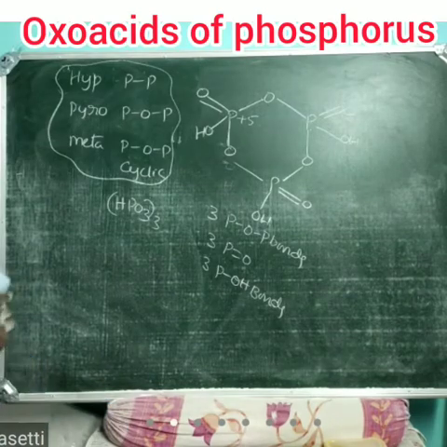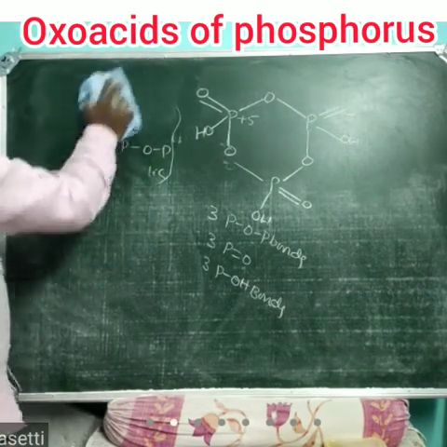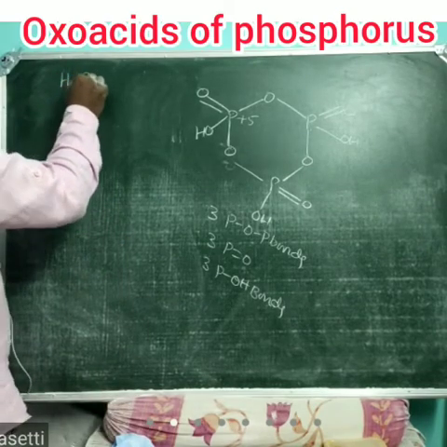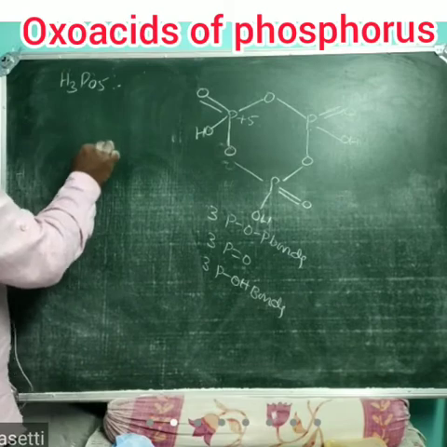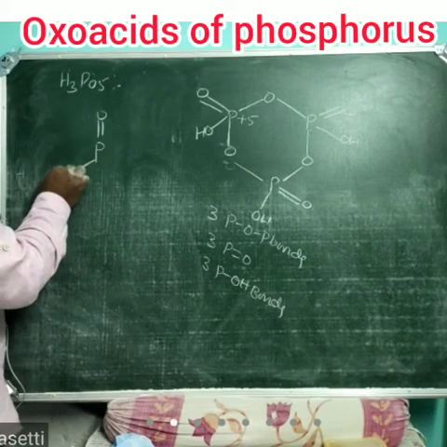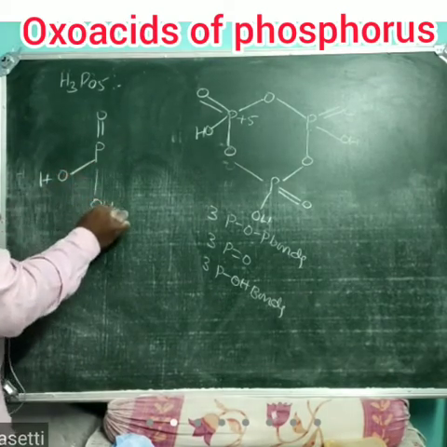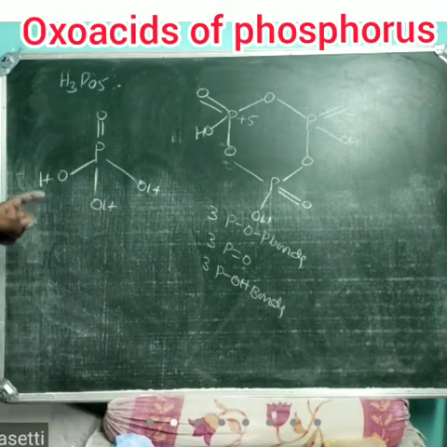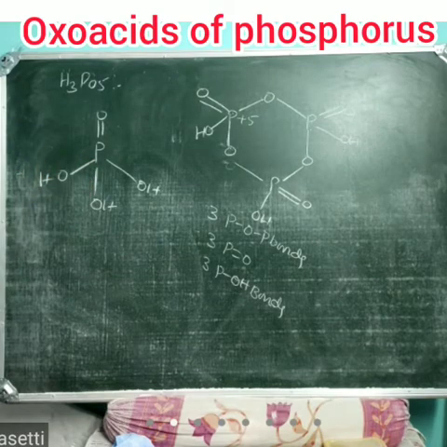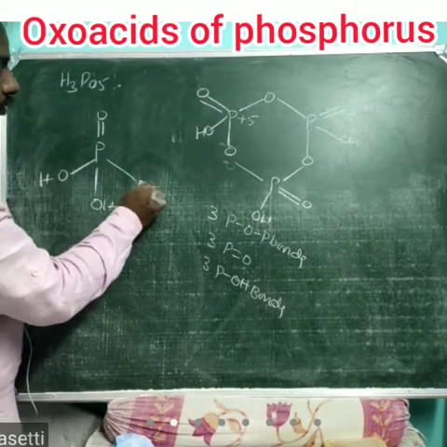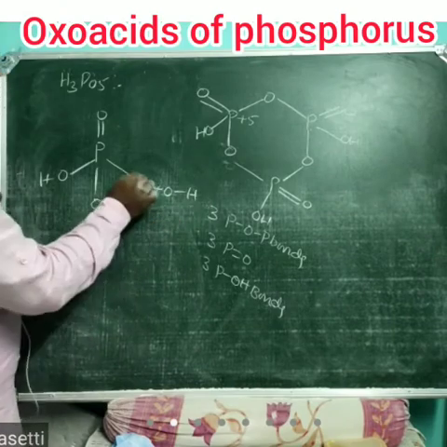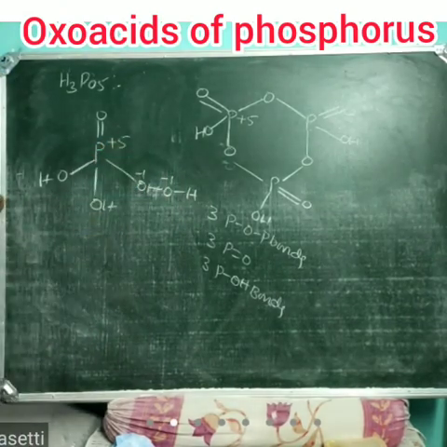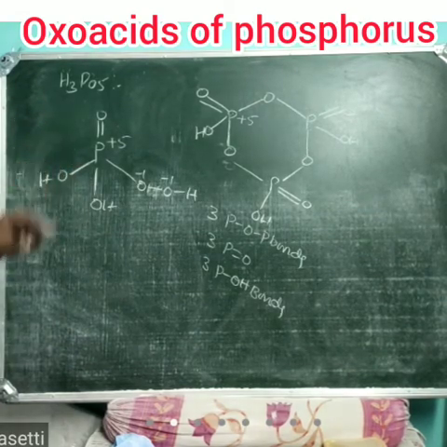Next, peroxyphosphoric acid. H3PO5. This is the structure for peroxyphosphoric acid. Actually, this is the H3PO4 structure, the parent oxy acid, that is orthophosphoric acid. In this we add one more oxygen. This is a peroxy bond, -1. So the oxidation state is +5. This is peroxyphosphoric acid.